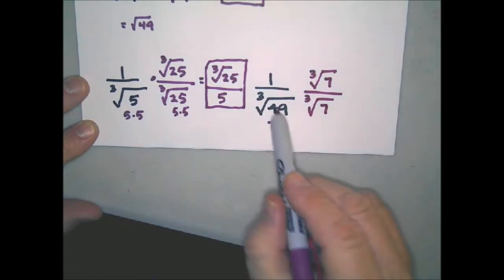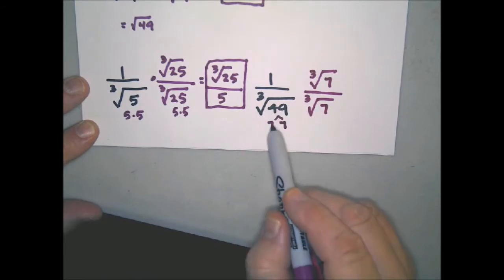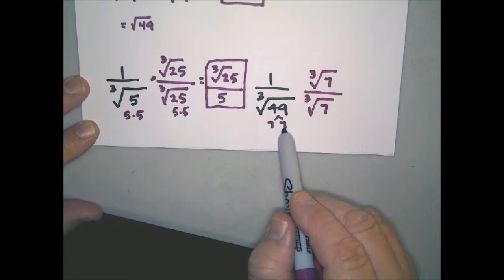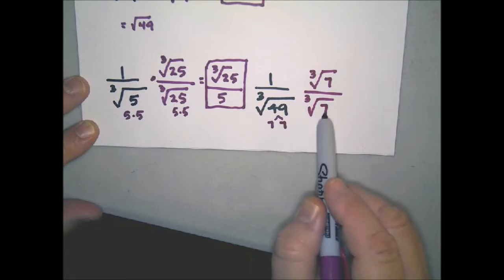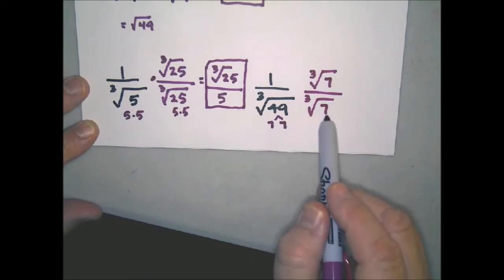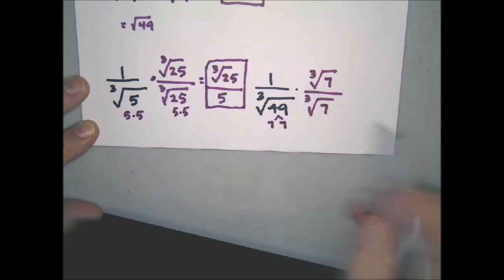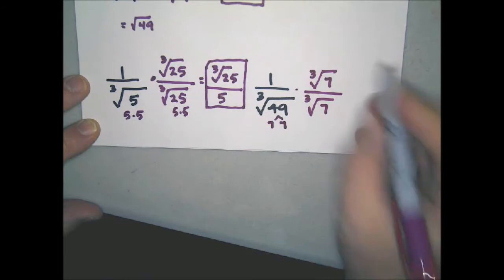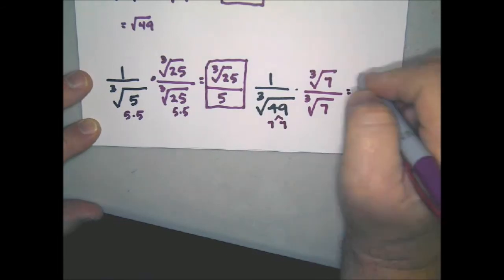I had 2 that were originally there. It was just disguised as the number 49, but think of it as 2 7s. Here's the additional 7 that I introduced to the problem. Now I have 3. So my top is 1 times the cube root of 7, which is the cube root of 7.